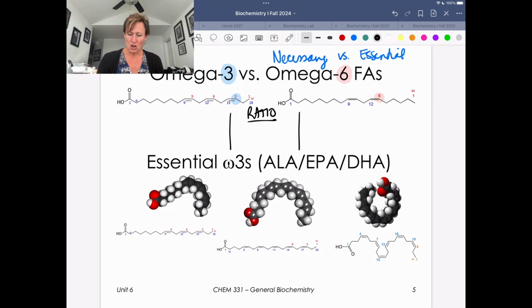So hopefully you remember we talked briefly about omega-3 fatty acids before. Omega-3 fatty acids are anti-inflammatory. Contrast that to omega-6 fatty acids, which are pro-inflammatory.